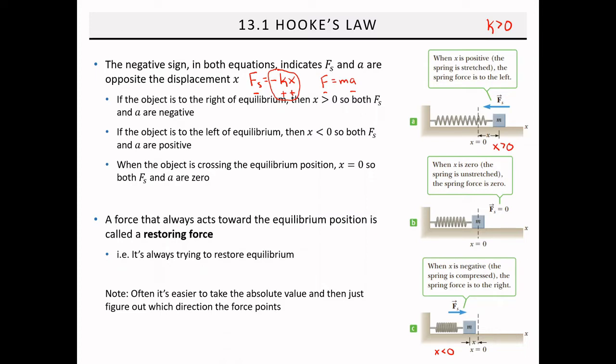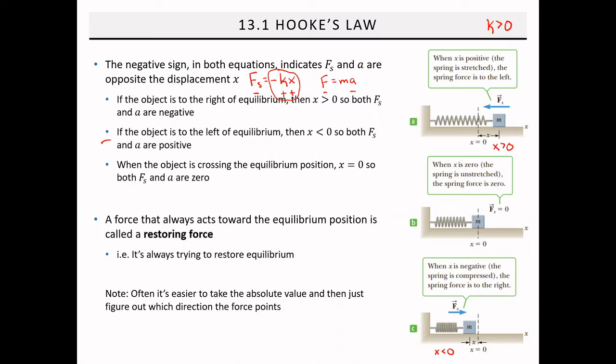Now the second bullet point here is just the opposite of the first. So hopefully you followed along and you can work that out for yourself. But the gist of it is that when the object is to the left of equilibrium, both the force and the acceleration are to the right. And the third bullet point says that when the object is crossing over that equilibrium position, then x is equal to 0, so both the force and the acceleration are 0.